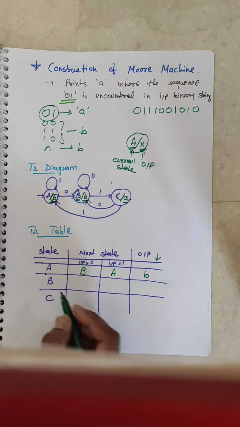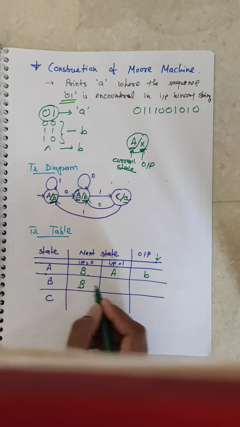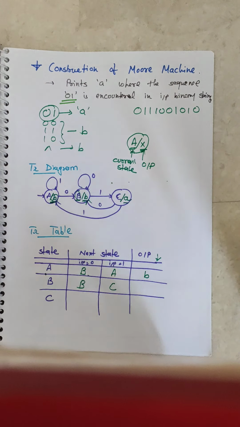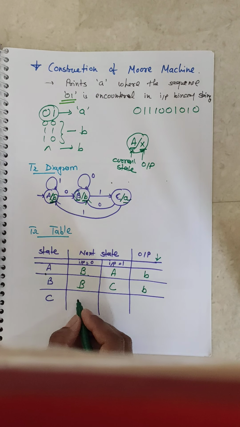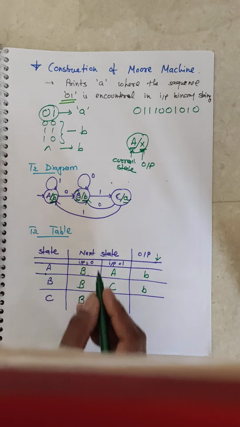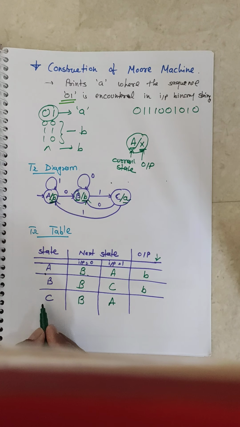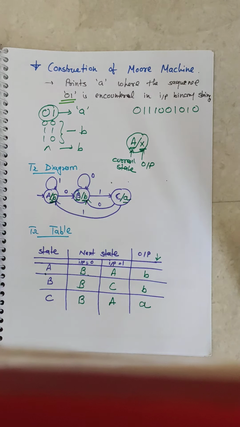In the same way for B, on input 0 the next state is B, on input 1 the next state is A, and the output is B. For C, on input 0 the next state is B, and on input 1 the next state is A. And the output at state C is A. So this is the transition table of this Moore machine.